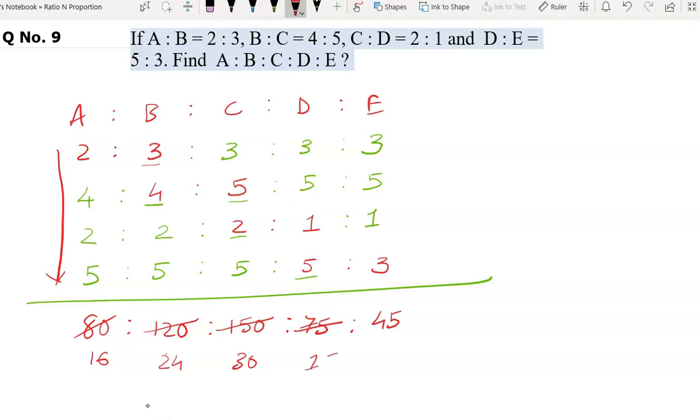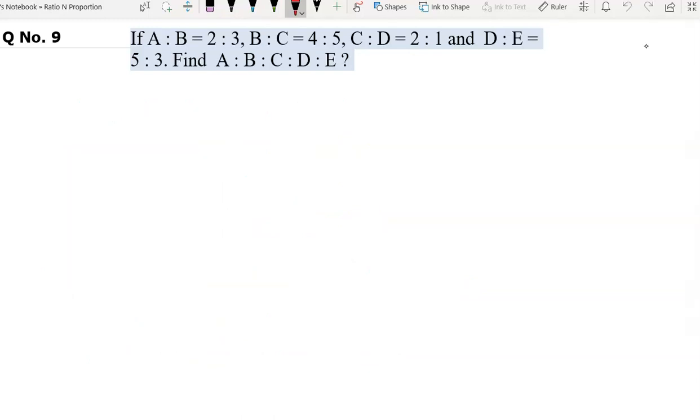This is 15 and this is 9. So our ratio is how much? A is to B is to C is to D is to E will be 16 is to 24 is to 30 is to 15 is to 9. Now we can solve this question with another method which I prefer.